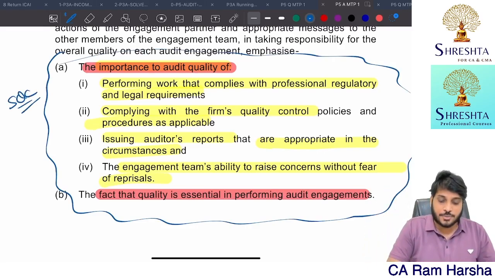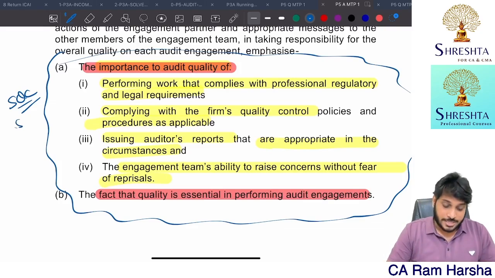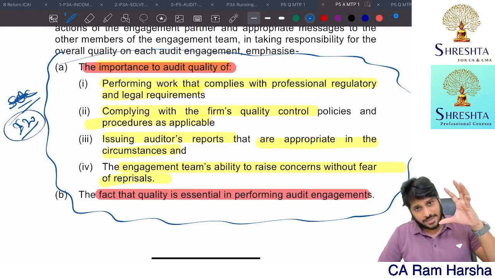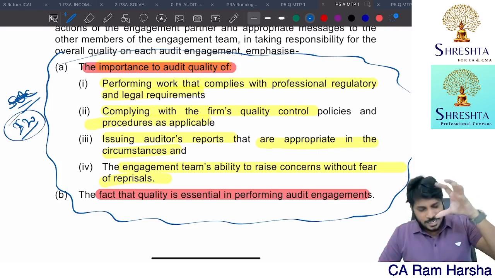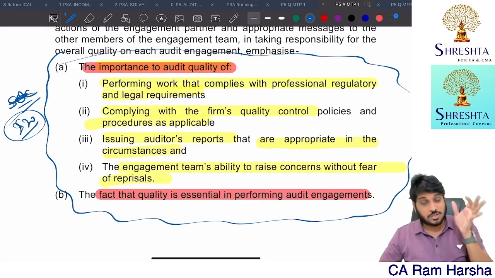It's not an SQC question, it's an SA 220 question. Able to understand? Straight, first ethical requirements, leadership qualities. Leadership responsibilities of the engagement partner in SA 220. That point.